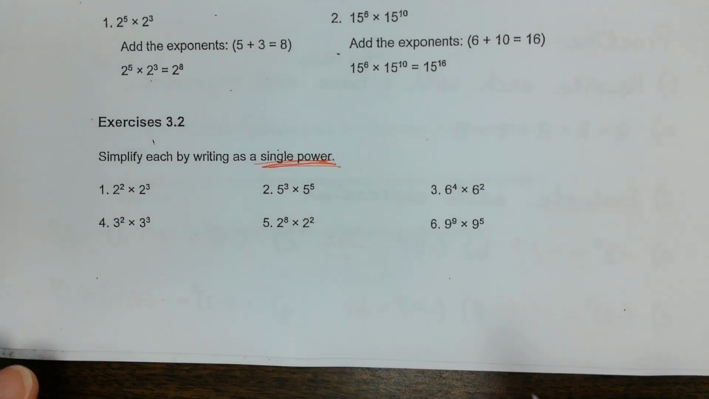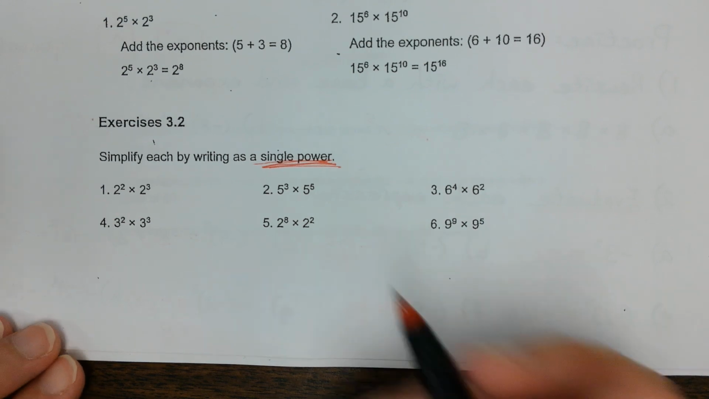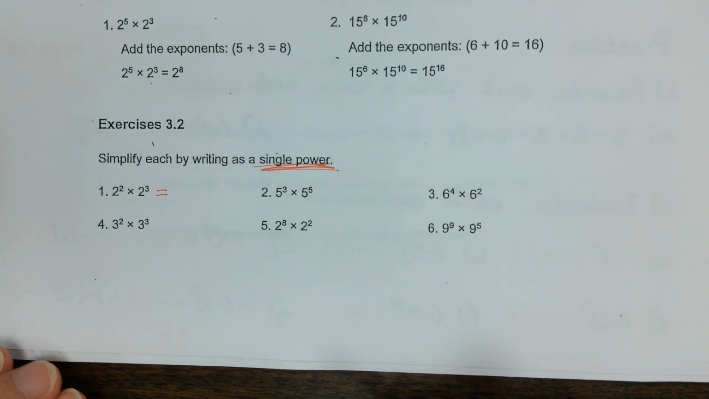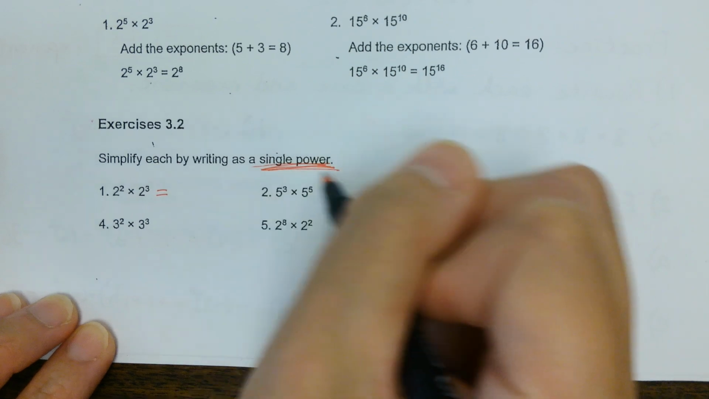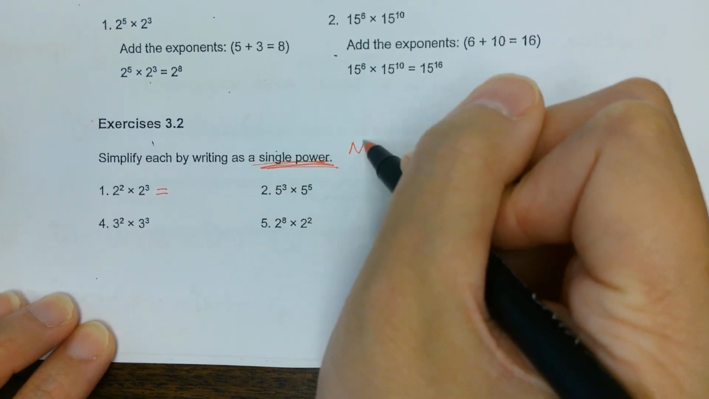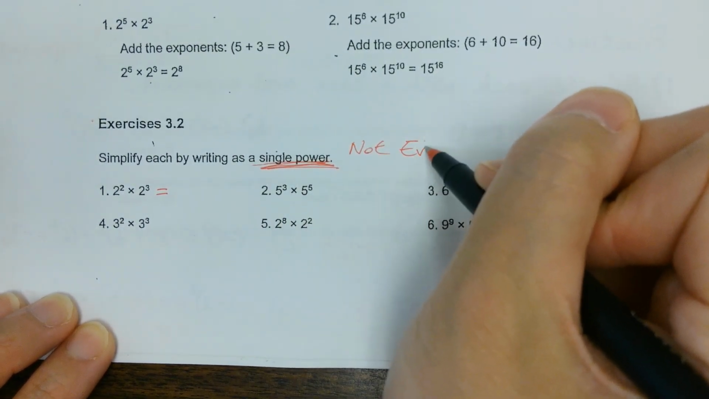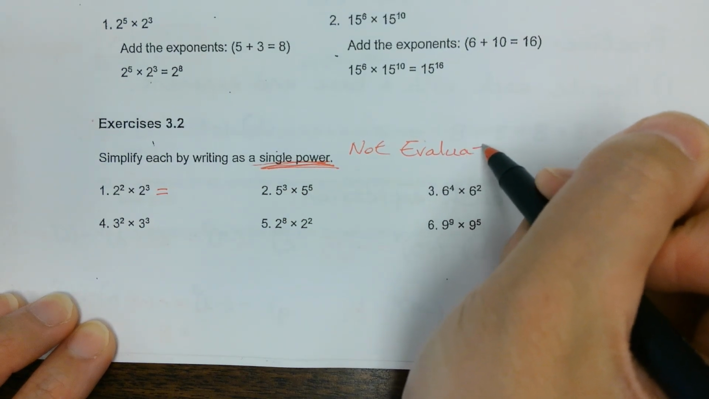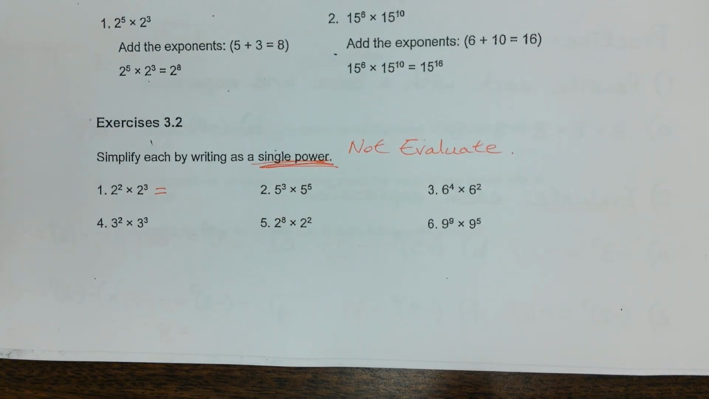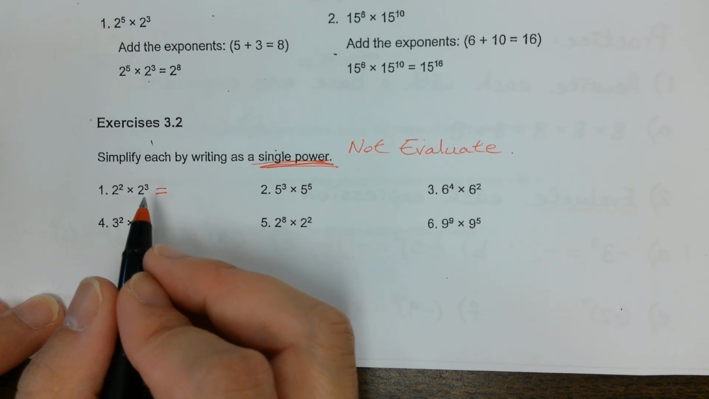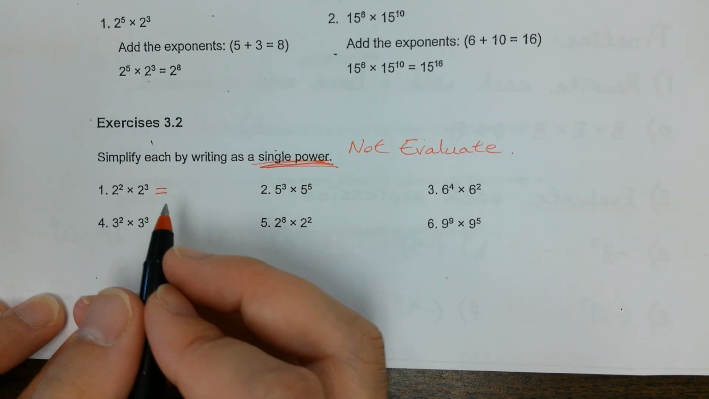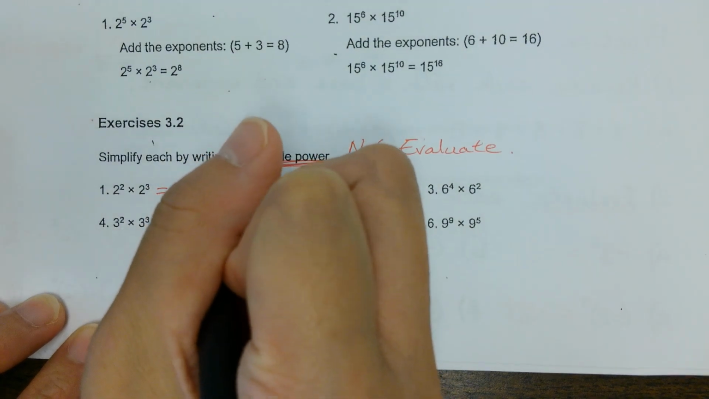Okay. So let's take up these 6. We'll continue with Sophia. What did you get for number 1? Okay, so again, the question says write as a single power, not evaluate, because I see a lot of you guys were using your calculator. So what does this simplify to? Sophia? Yeah, that's it. 2 to the power of 5.